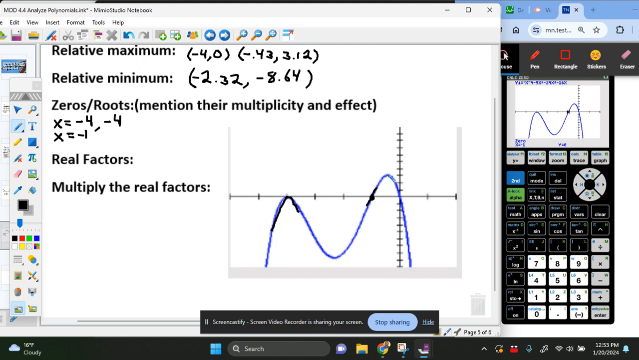The graph goes up to a maximum there, then comes back down. It looks like it crosses over the origin. Let's double check to make sure that it is in fact the origin. So we go second, calc.